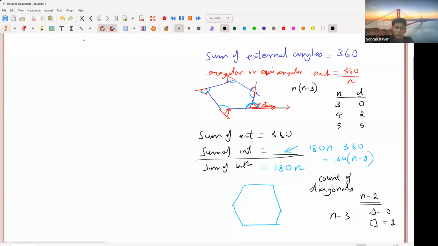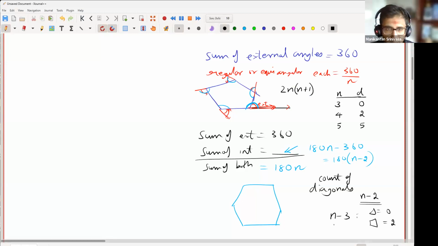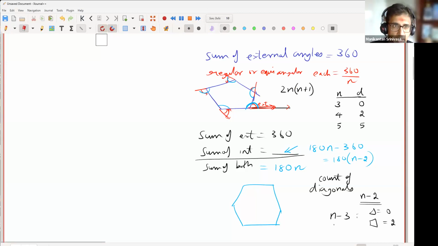Go ahead, Saurabh. So if you do n plus 1 in the brackets, will it work? Say that again. 2n, n plus 1, like this. Yeah. Okay. Let's check again. For a triangle itself, it does not work. If you put n equal to 3, I should get 0. I'm not getting 0. Yeah, that's fine. Okay, I got you guys thinking.